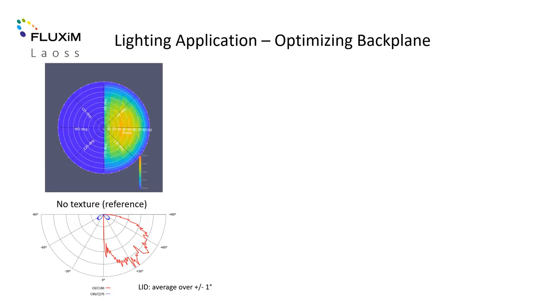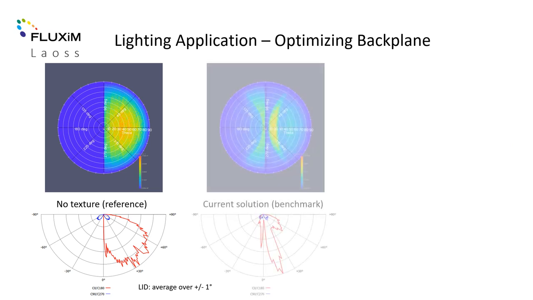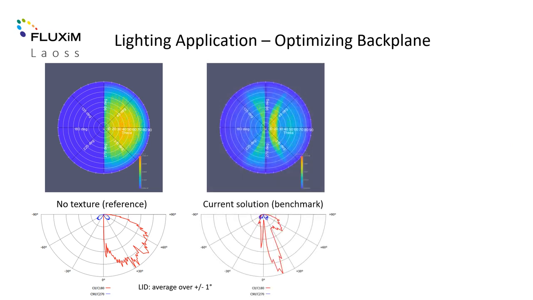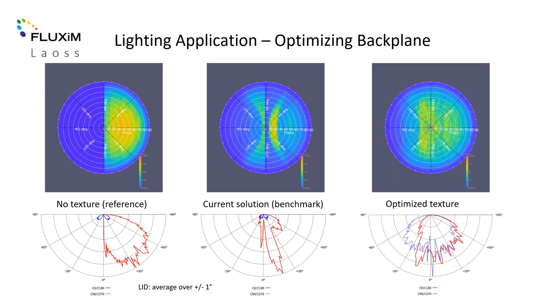The reference structure without any texture is only emitting into the right half of the upper hemisphere. The current solution used in the application distributes the light much better. By further optimizing the backplane texture in Laoss, an even more uniform light emission can be obtained.